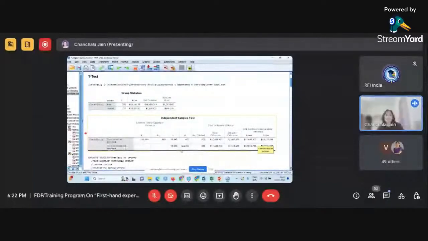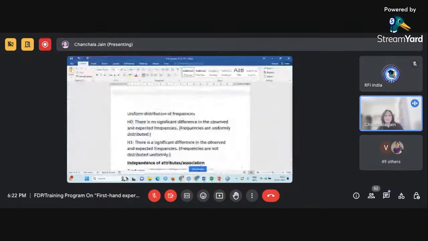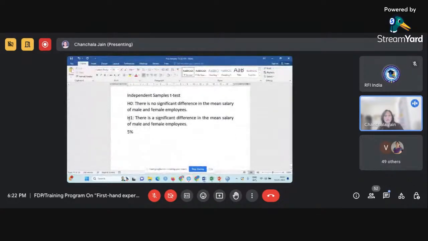Here you can see the t value is 11.688 and the degrees of freedom is 344.262, right? And the significance value is point triple zero, which is less than 0.05. It is quite clear, so we can reject the null hypothesis. And if we are rejecting the null hypothesis, our alternative hypothesis was that we will conclude there is a significant difference in the mean salary of male and female employees.